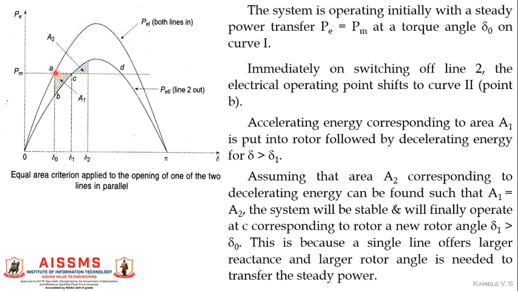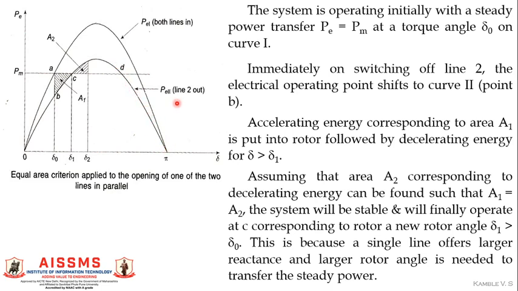Let us say A is the operating angle at PE. At this point, PE should be equal to PM, that is the corresponding mechanical power is PM, the corresponding angle is delta 0, and this is the stable operating state. At this instant, line 2 is switched off. So immediately the power angle curve will switch to this diagram. So this is the second curve.